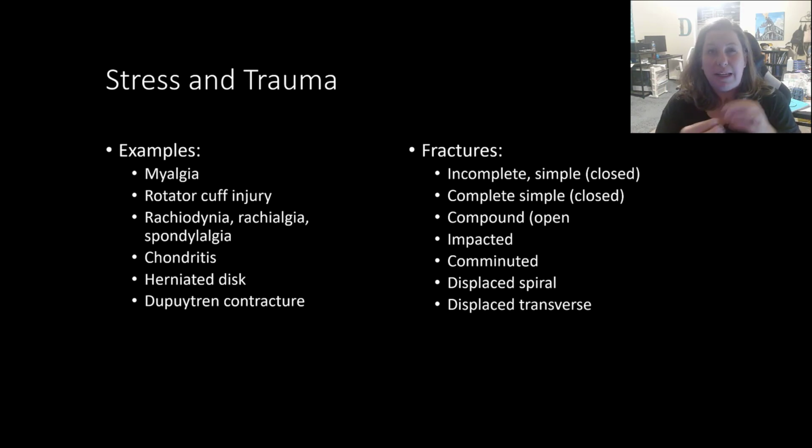Comminuted means the fracture is broken into pieces. It's not a clean break. There's little pieces that have happened with the break. We also then have a displaced spiral and a displaced transverse. Spiral is more at an angle, transverse is a cross. And these are just some examples of some of the fractures that can take place with our bones.